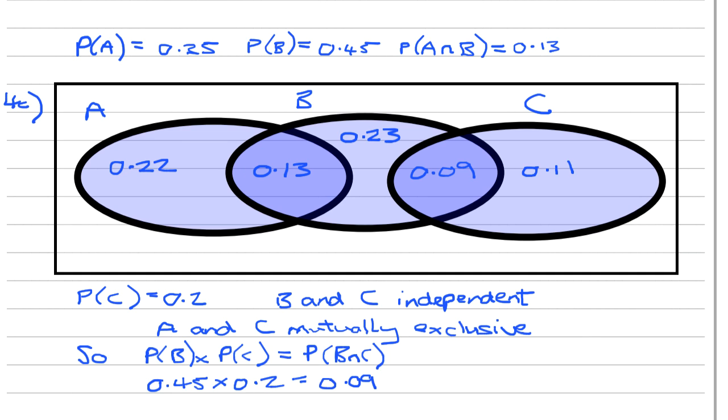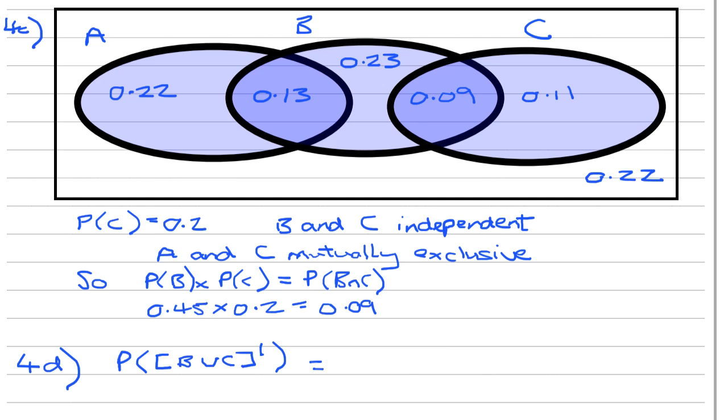Now, if we add up 0.22, 0.13, 0.23, 0.09 and 0.11, we get 0.78. So if we take that away from a whole one, the number that goes outside is 0.22.